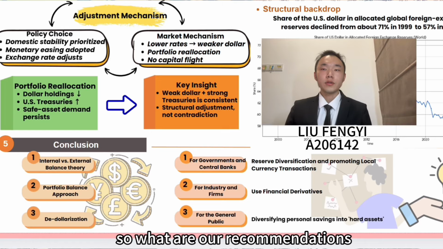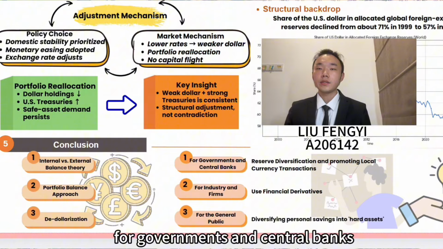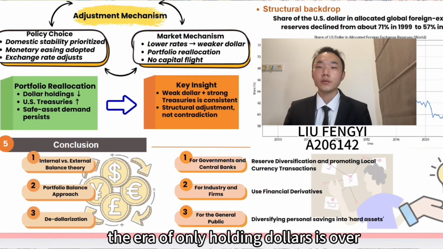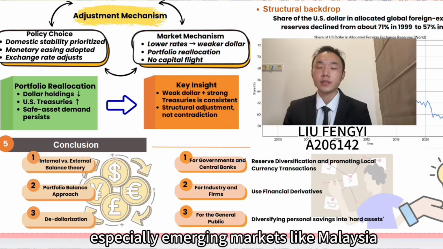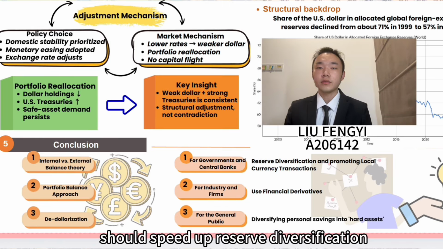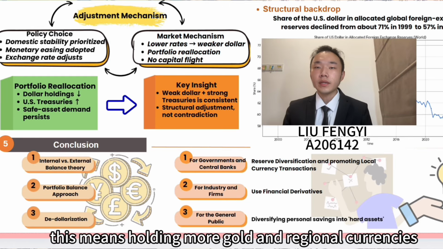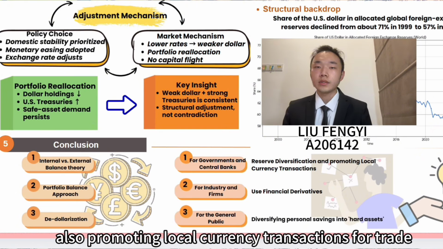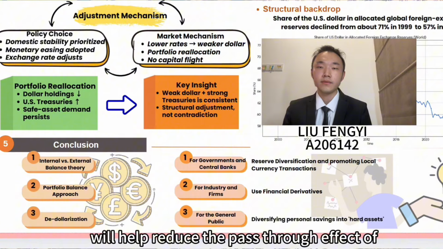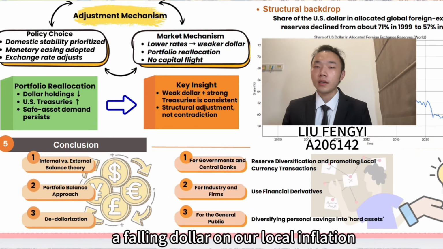So, what are our recommendations? For governments and central banks, the era of only holding dollars is over. We suggest that countries, especially emerging markets like Malaysia, should speed up reserve diversification. This means holding more gold and regional currencies to protect themselves from dollar volatility. Also, promoting local currency transactions for trade will help reduce the pass-through effect of a falling dollar on our local inflation.